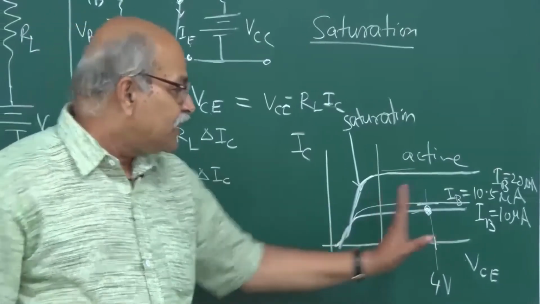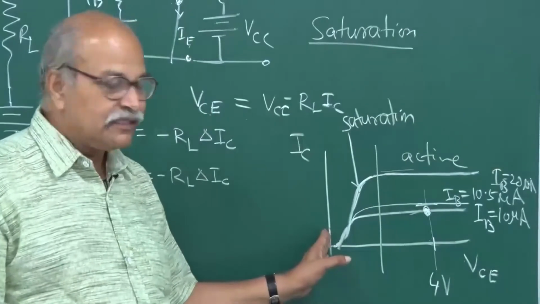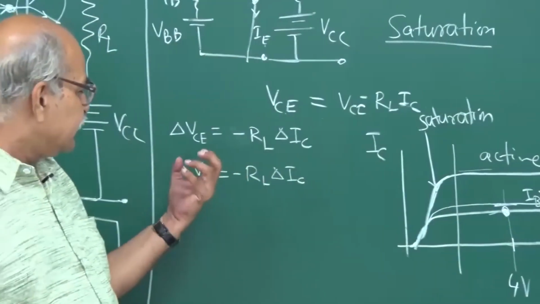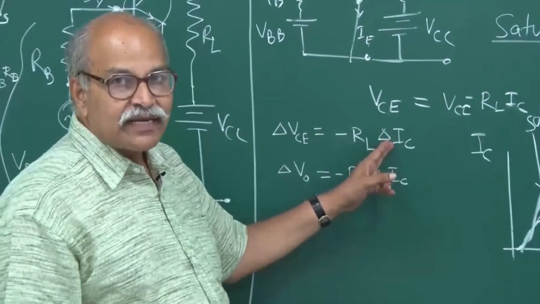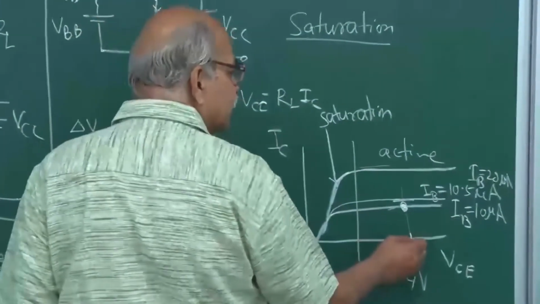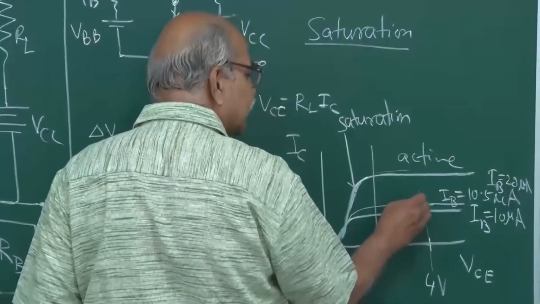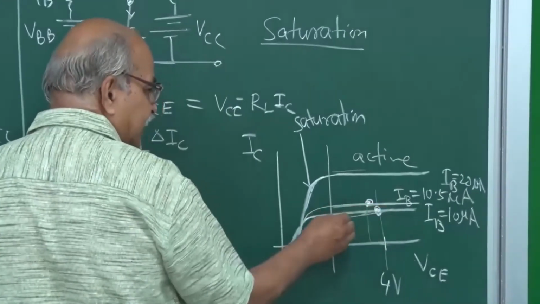But if we are well into this active region, not close to the saturation region, even if it changes a little bit, what will happen? Will it increase or will it decrease? It is minus RL into delta IC. So, it will decrease, but if you are not here, you are somewhere here, doesn't matter, your IC remains the same, because this is flat. In active region this is flat.